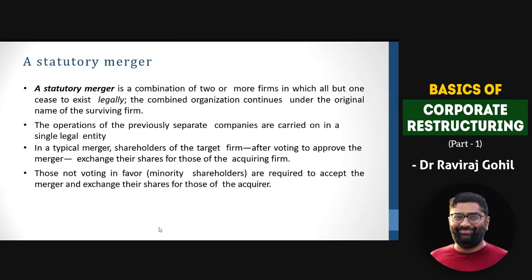Those not voting in favor, like minority shareholders who would not like to be part of it, are required to accept the merger and exchange their shares for those of the acquirer. So ultimately, the entity ceased to exist and it is merged with the new entity under the surviving entity's name. So that is the nomenclature, the process, or the structure of a statutory merger.